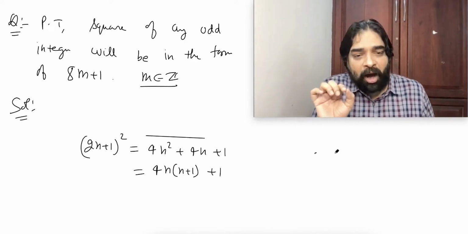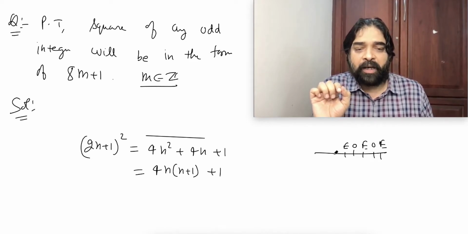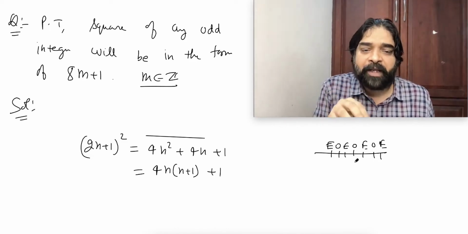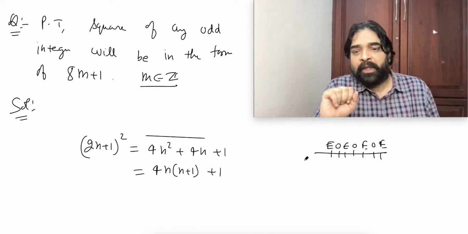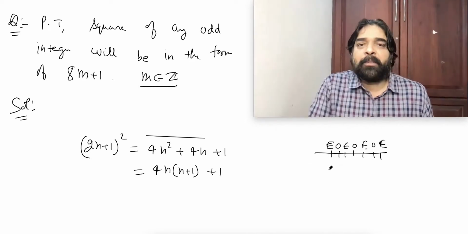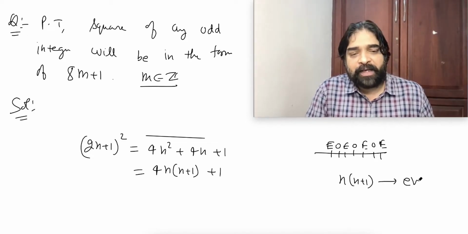Because on the real number line, the structure is like this: even, odd, even, odd, even, odd, even, odd, like this. Yes or no? Every even number is bounded by 2 odd numbers and every odd integer is always bounded by 2 even numbers. So 2 consecutive integers, if multiplied, n into n plus 1, I will say 100% always even.